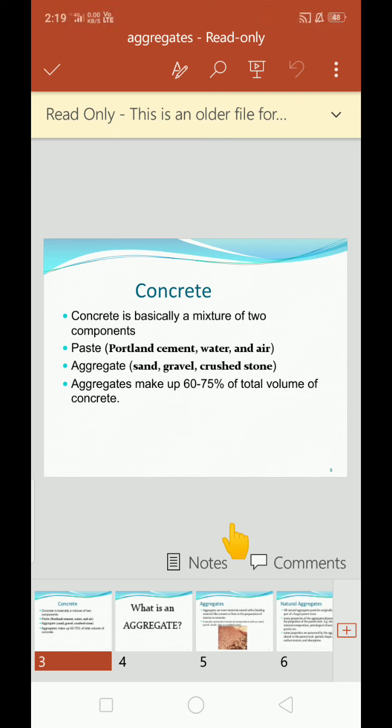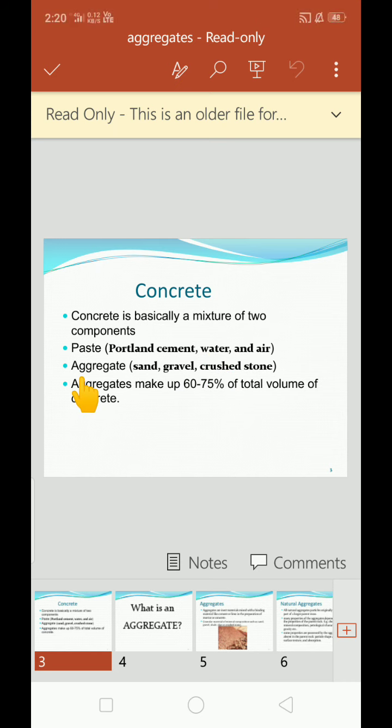So concrete is basically a mixture of two components. Being a civil engineer, this word is very much familiar to us. Concrete is basically a mixture of two components. Here the two components I have mentioned: paste, the component in the form of paste, which will be Portland cement or any other type of cement, water and air.